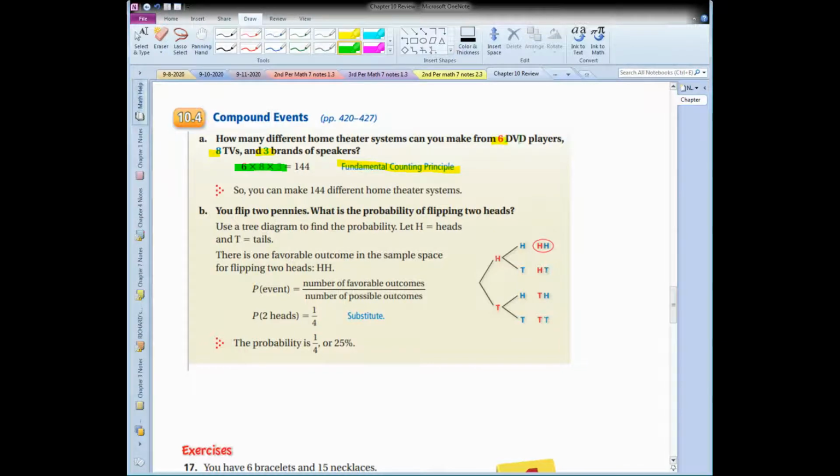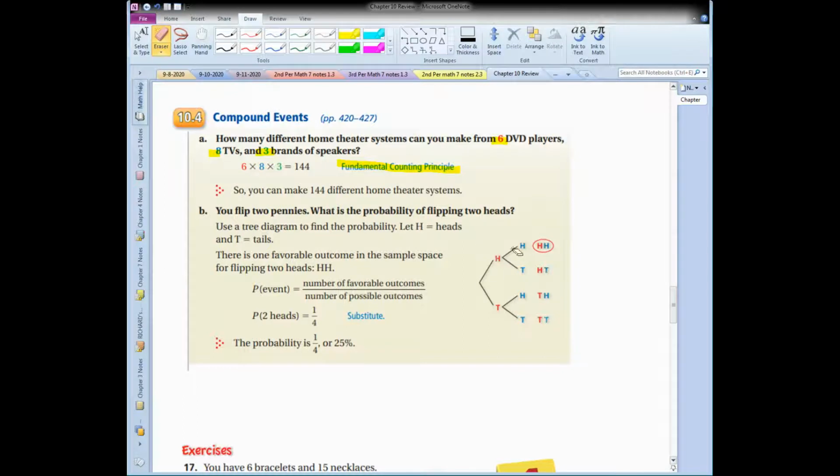So for here, DVD players, there are 6 possible DVD players to choose from. There are 8 TVs to choose from and 3 brands of speakers to choose from. So that gives us 6 times 8 times 3, which is 144. So that's how you can calculate the PO, the number of possible outcomes, using the fundamental counting principle.